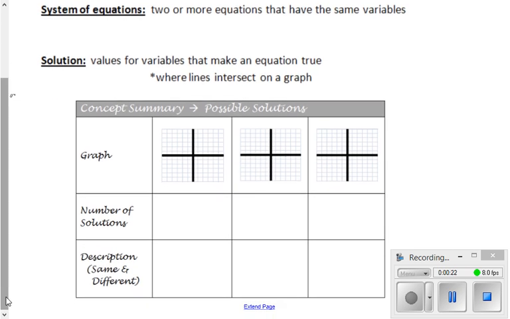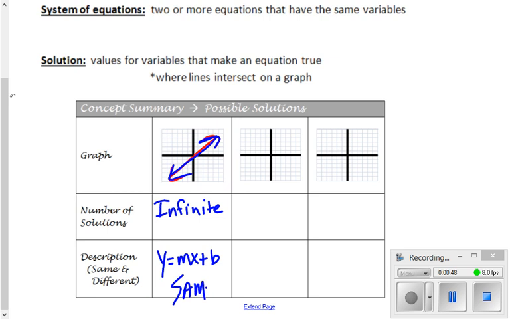Now there's three things that can happen. One, the graph can be the same line. If that's the same line, you have a blue line on top of a red line. If this were to happen, this would have an infinite number of solutions because the line goes on forever and every single point touches. The case would be when you put your equations in y equals mx plus b form, they would have the same equation. So y equals mx plus b would be the same.